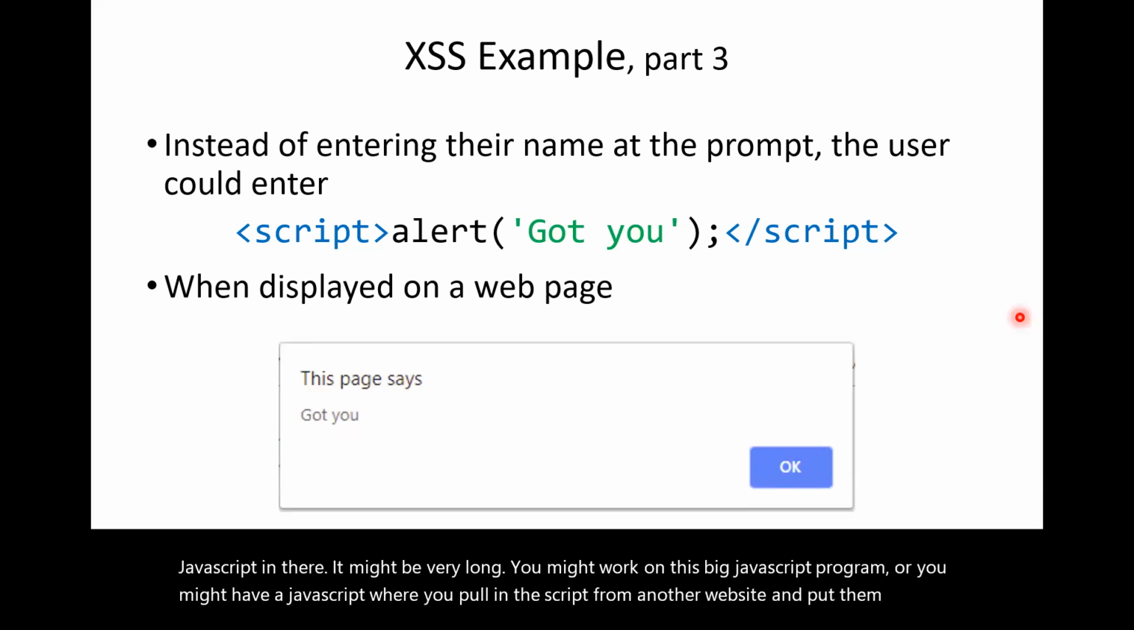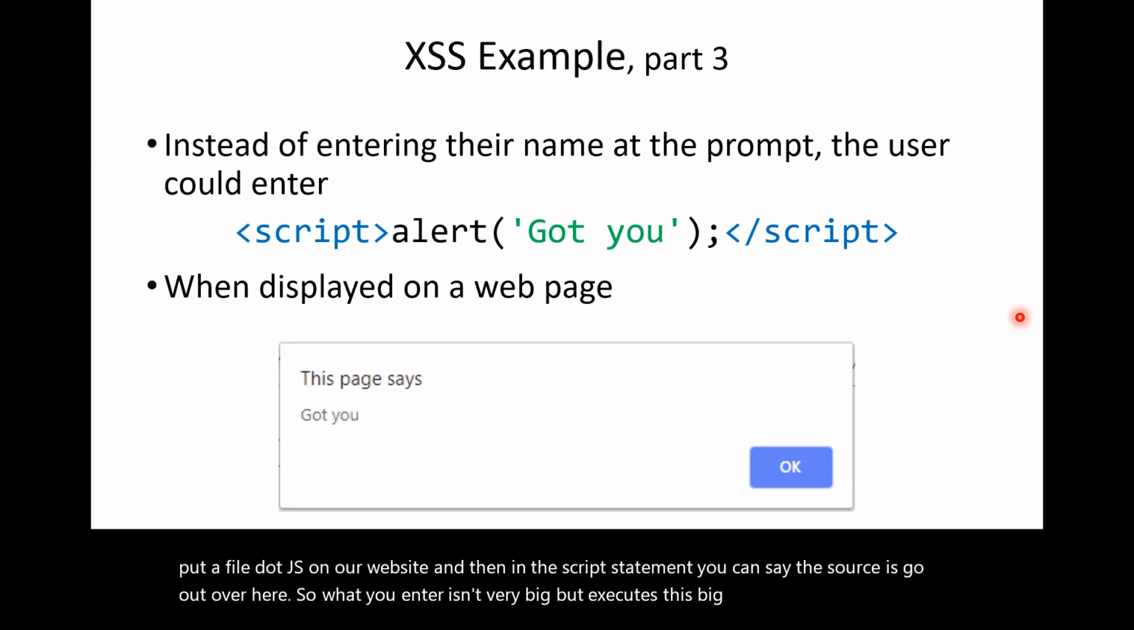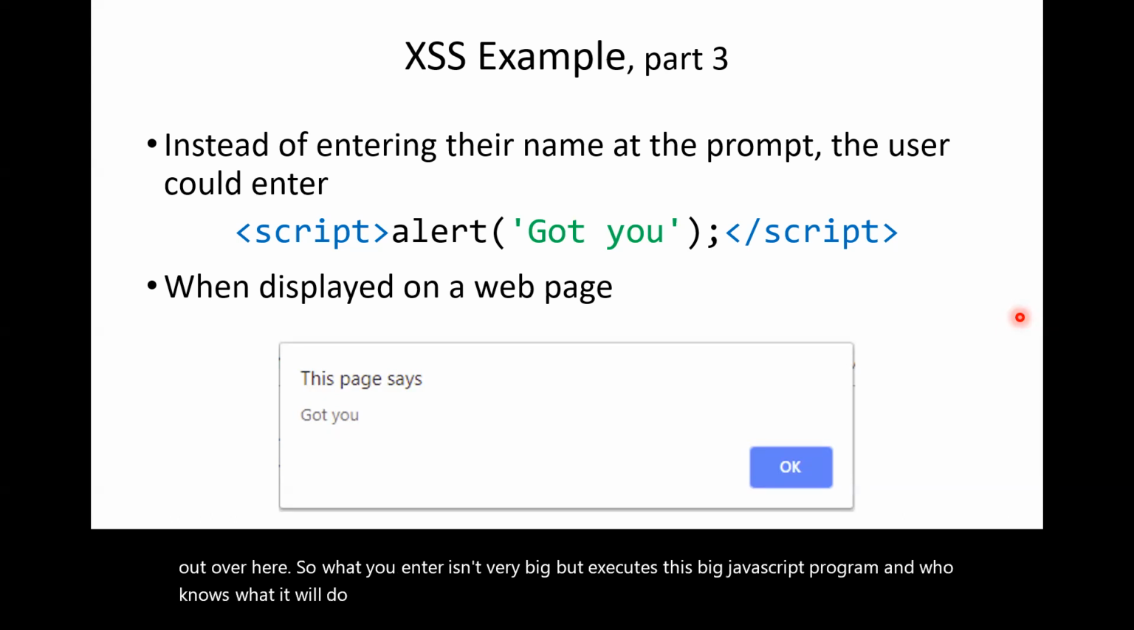You can put a file.js out on a website, and then in the script statement, you can say the source is go out over here. So what you enter isn't very big, but it executes this big JavaScript program, and who knows what it will do to you.